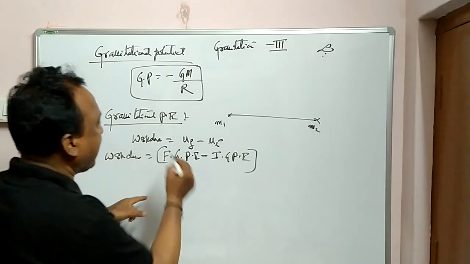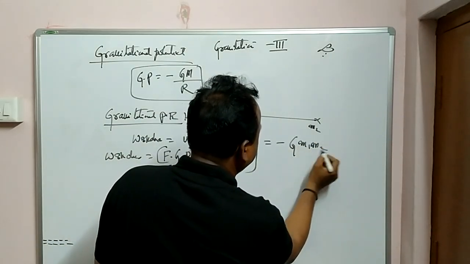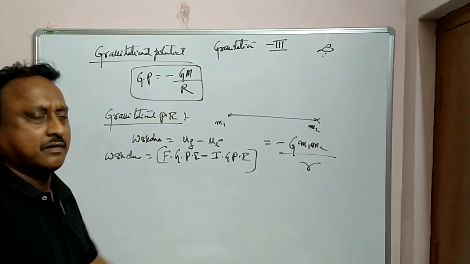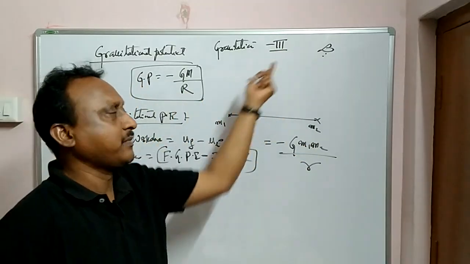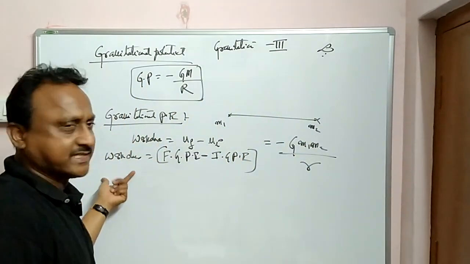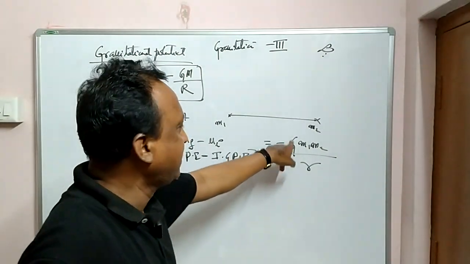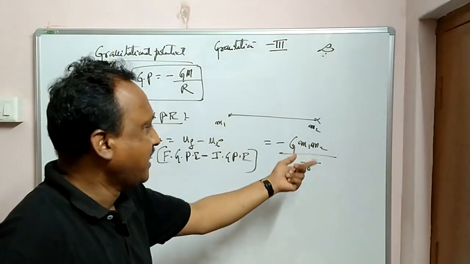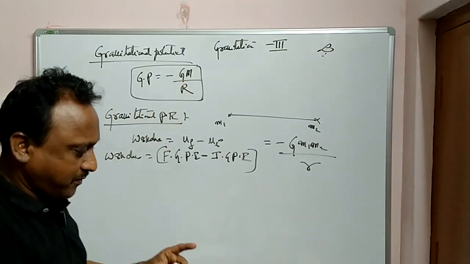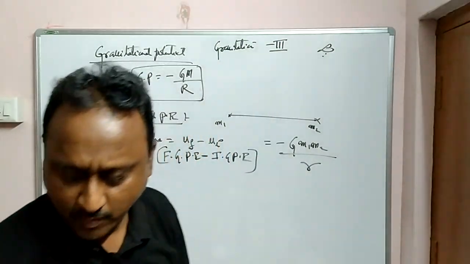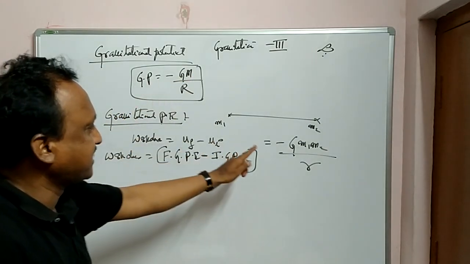So the formula for gravitational potential energy is given by minus G m1 m2 by r. m1 and m2 are the masses brought from infinity, work done by the external agent. G is the universal gravitational constant, and r is the distance between them. So these two formulas are very, very important in solving numerical problems. Gravitational potential is minus GM by r, and gravitational potential energy is minus G m1 m2 by r.